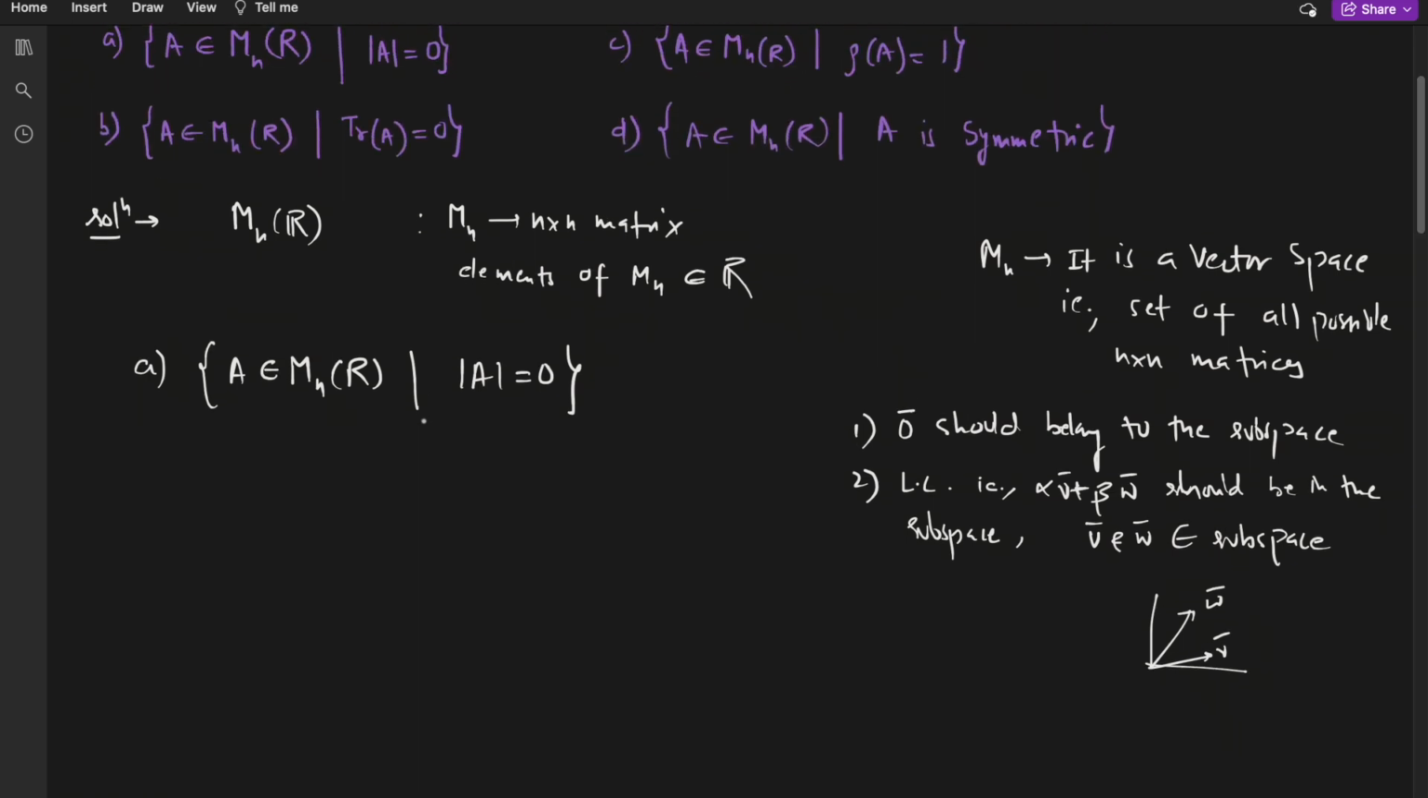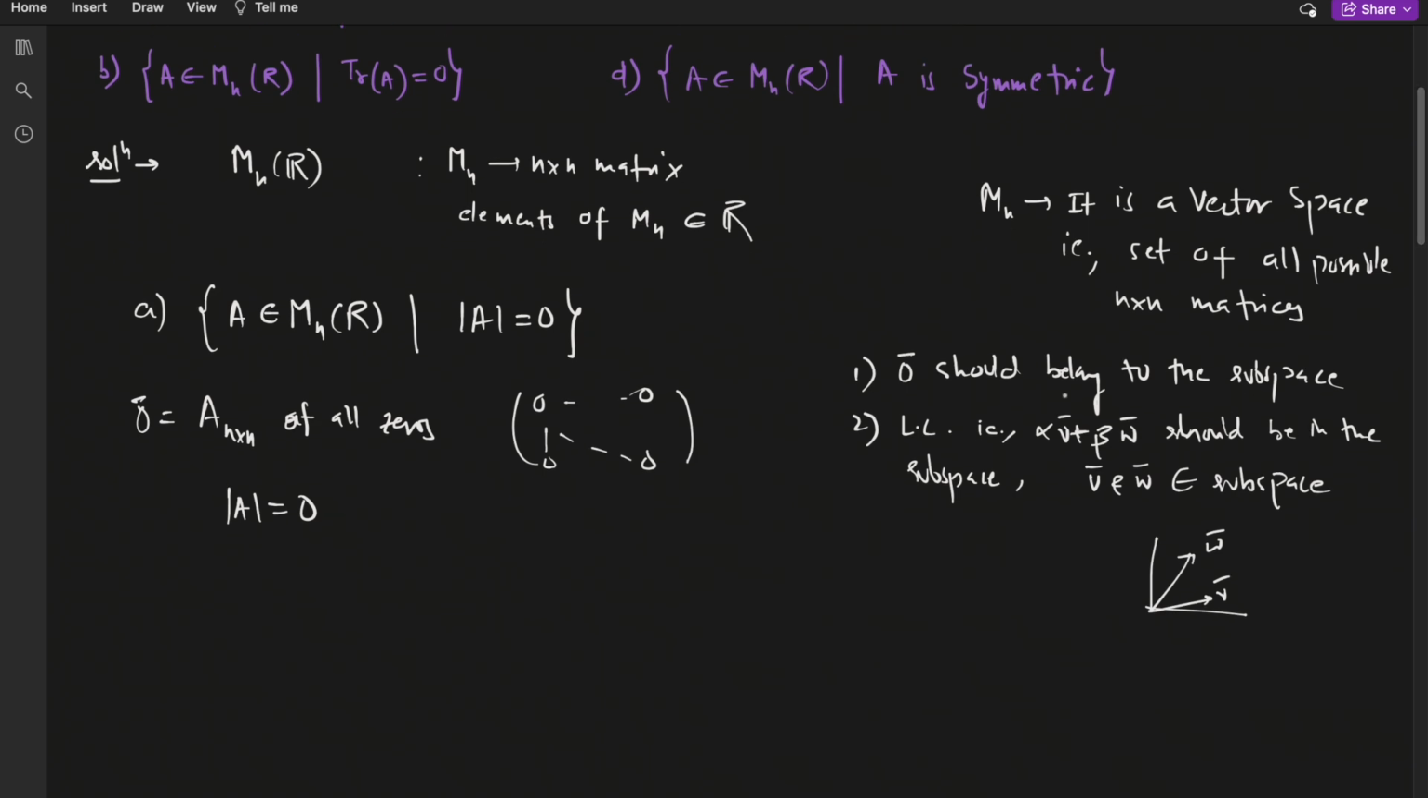So we will first check the first one. Does the zero vector belong to the subspace or not? I have already told you that this is a matrix space, so here the zero vector is a matrix of all zeros. What is the zero vector in our case? It is an n cross n matrix of all zeros. Yes, this belongs to this subspace. Why? Because the determinant of A is 0. The determinant of a matrix containing all 0 is 0. So we can say that the zero vector belongs to this subspace.